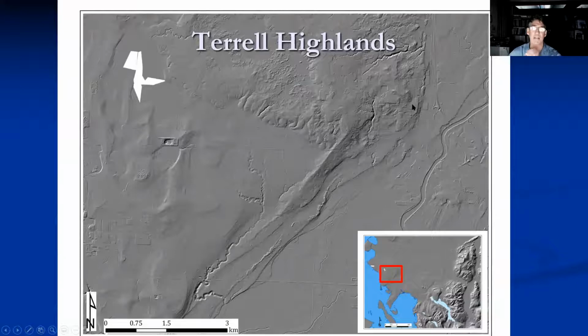But what we've got here to the west of Ferndale is what's called the Terrell Highlands. And it's got 2 main types of morphology here. The highest parts of the highland are really hummocky, lots of very fine, irregular hill structure that's really rough.